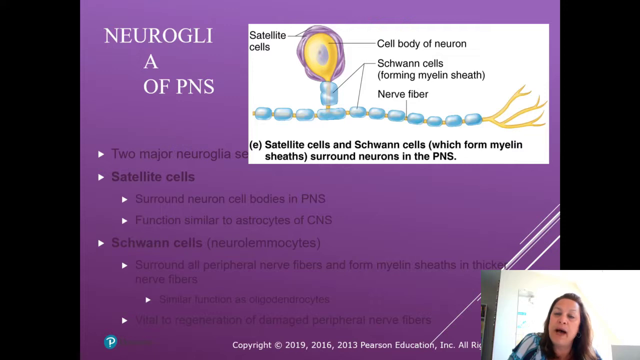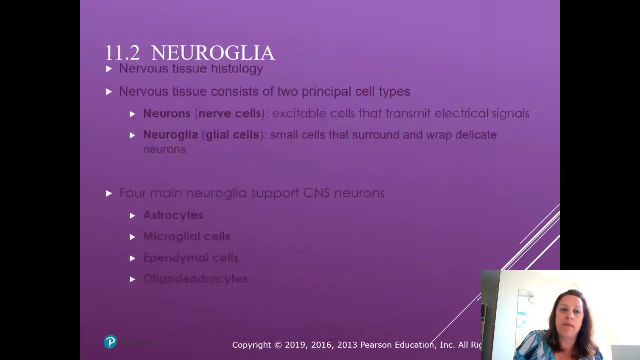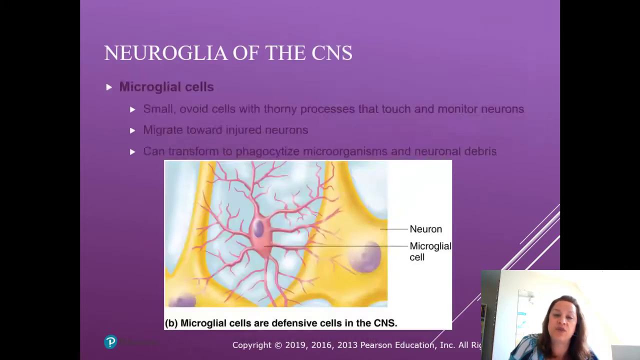And then here we have the myelin in shorter segments, but still produced to insulate by what are called the Schwann cells. So the satellite and Schwann cells are peripheral nervous system. The oligodendrocytes, astrocytes, microglial cells, ependymal cells, and oligodendrocytes are central nervous system.